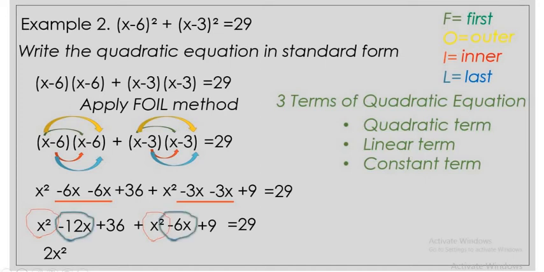Let's go now to the linear term. We have negative 12x and negative 6x. So, negative 12x minus 6x is negative 18x. Then the last term is the constant term, which is positive 36 plus 9 is positive 45, is equal to 29.